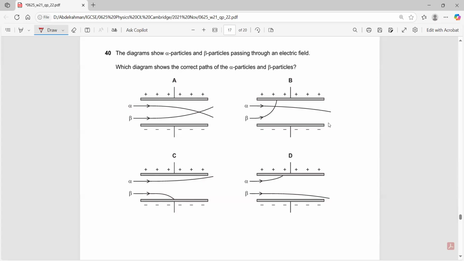Why is it wrong? Because the alpha should have a very weak deflection while the beta should have a strong deflection because the beta is very light. It could be attracted quite easily.